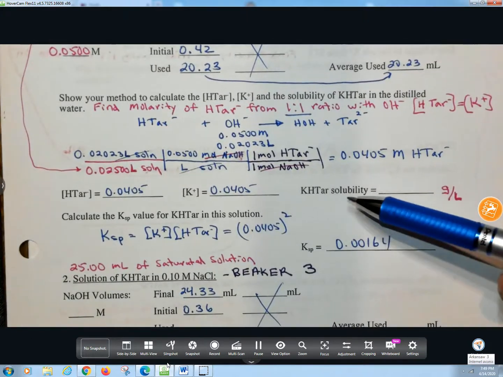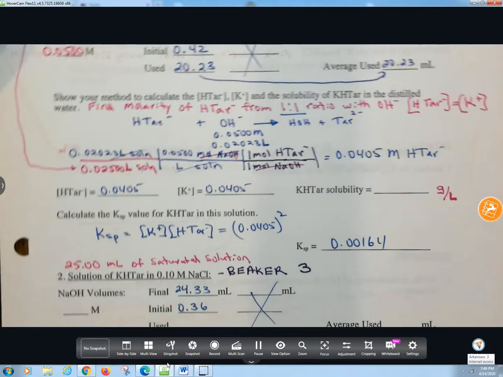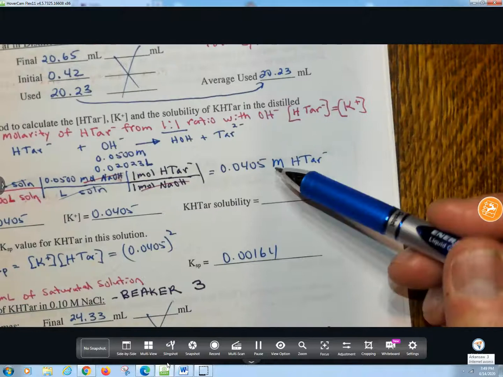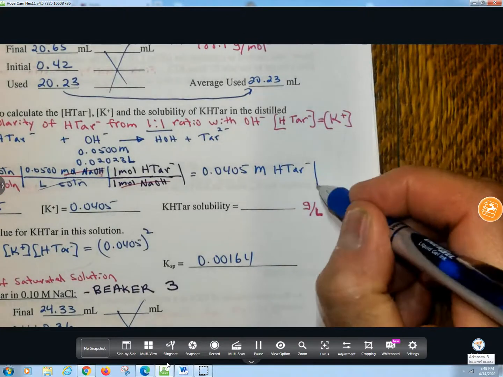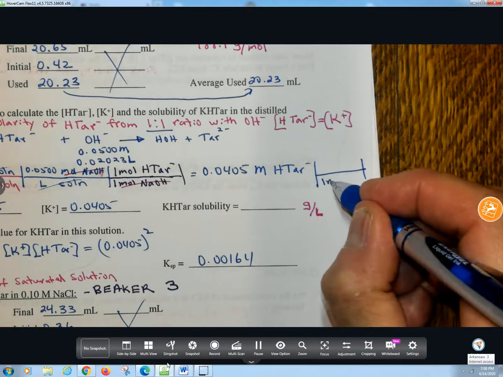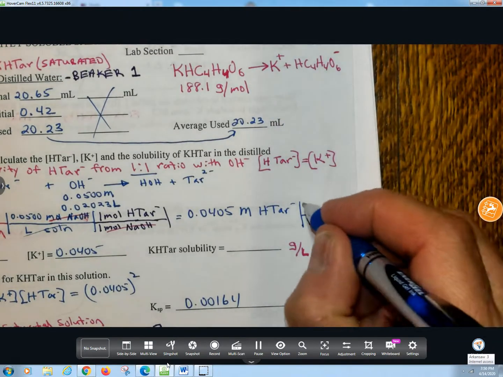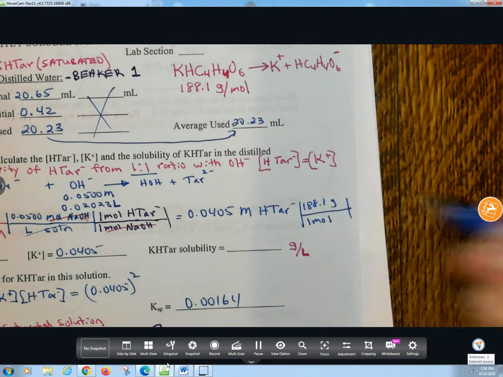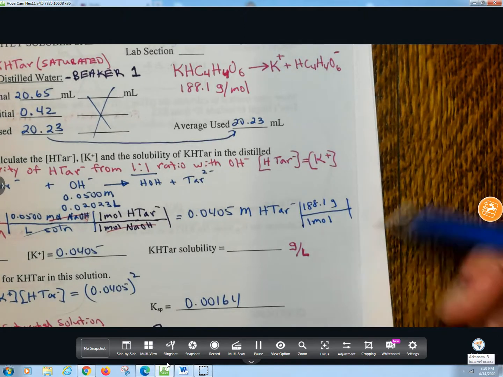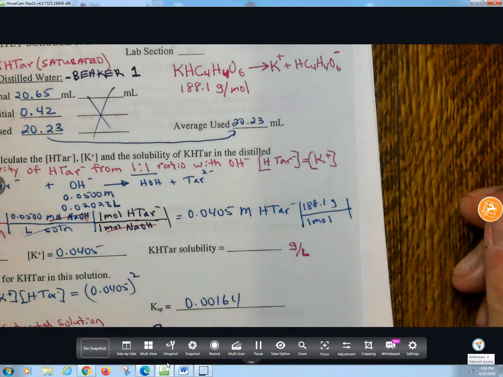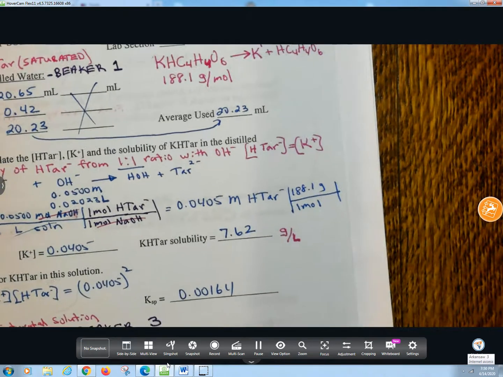Well, how many grams? Let's do a solubility in grams per liter then. So if we do the solubility in grams per liter, this right here is moles per liter. So we can go 1 mole of KHTar, I put it up here, is 188.1 grams. And if you multiply this out, this is 7.62 grams.